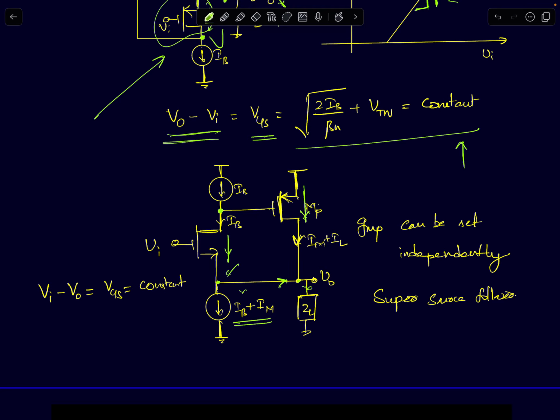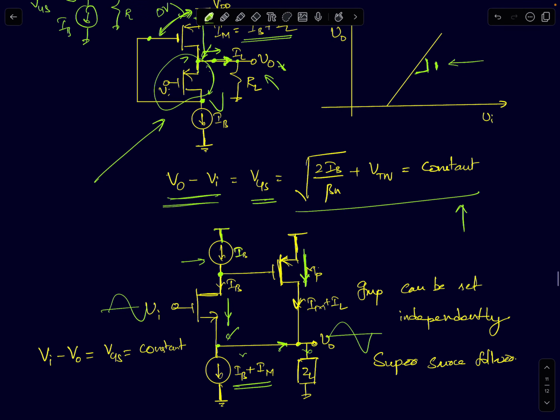Now the bias current in this device will always remain constant even as the input is changing, because the drain is forced to a constant current. I'm forcing a constant current through the drain. Okay, so by design, I'm not letting it change. So any current in the load has to come from the PMOS device itself. So this device behaves exactly like a source follower.